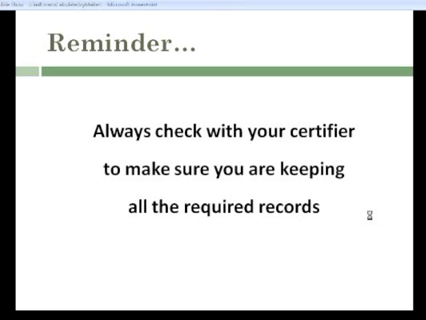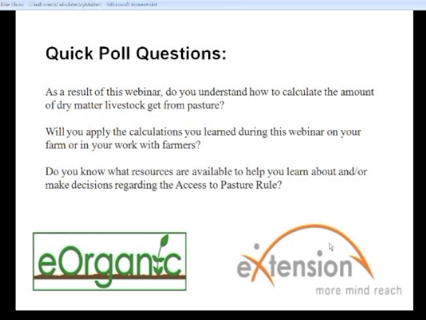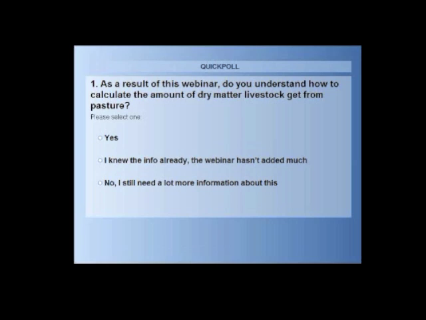And just a reminder to always check with your certifier to make sure that you're keeping all of the required records. And I believe that gets us to the questions section, which I think either Deb or Alice will take over here. Thank you, Sarah.